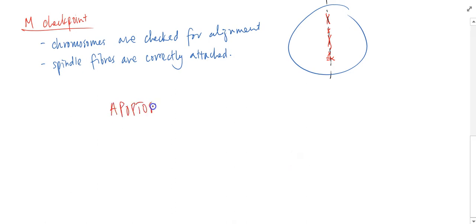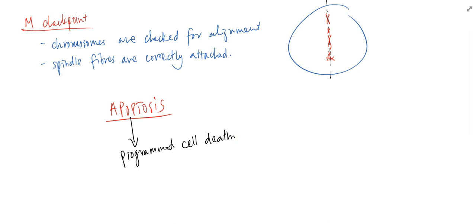We have this special process called apoptosis. Now, apoptosis is programmed cell death. Programmed meaning a very specific, very systematic process by which a cell dies. So programmed cell death is the result of checkpoint failure. So if you want to have a look at exactly what happens in apoptosis, your textbook covers it in some detail.